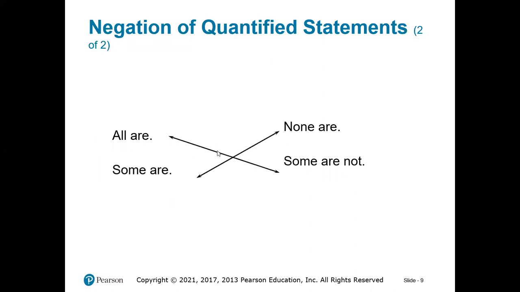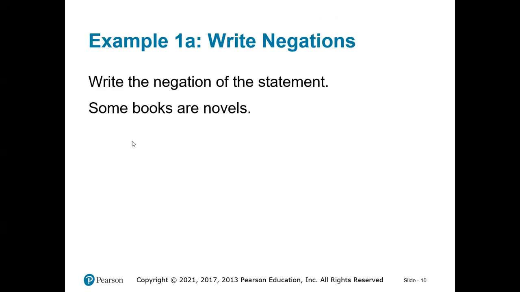Or in another representation, here's the negation. The negation of all are is some are not. The negation of some are is none are. Or it goes back and forth. If you have none are, the negation of it is some are. If you have some are not, the negation of it is all are.